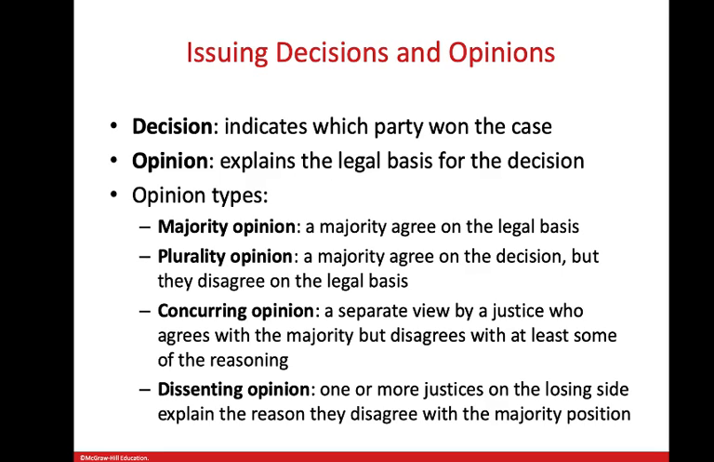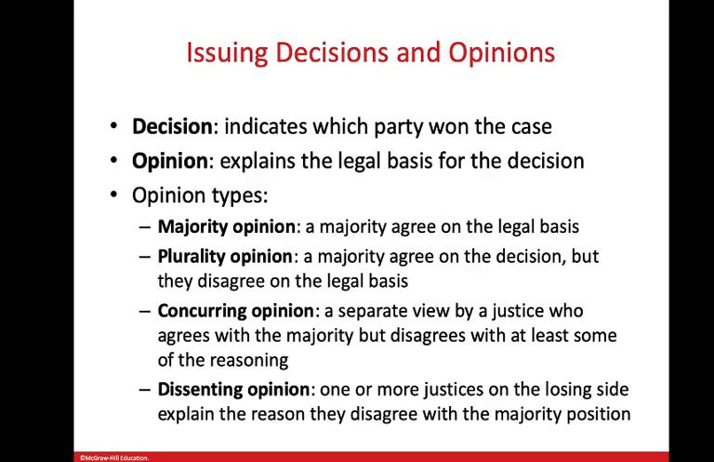There's a plurality opinion, which is when a majority agree on the decision, but they disagree on the legal basis. There's a concurring opinion, which is a separate view by a justice who agrees with the majority, but disagrees with at least some of the reasoning. And then there's a dissenting opinion, which is when one or more justices on the losing side explain the reason they disagree with the majority position.